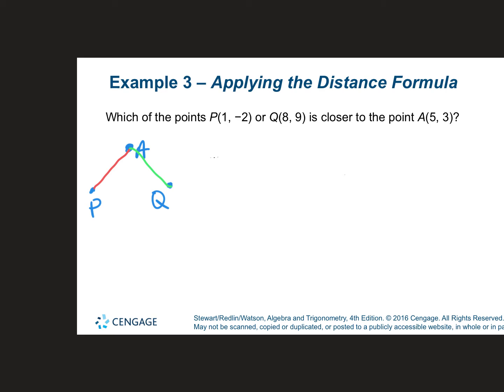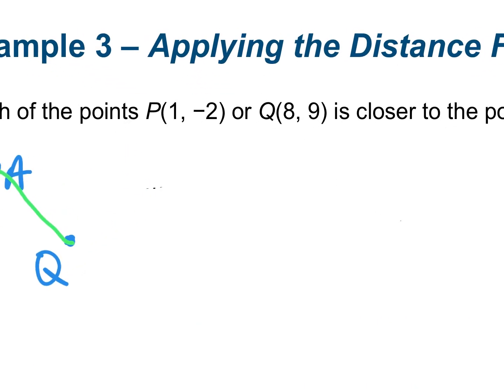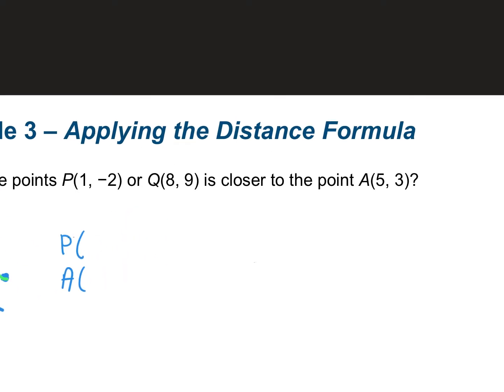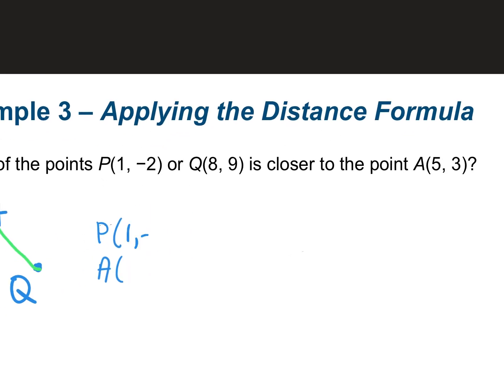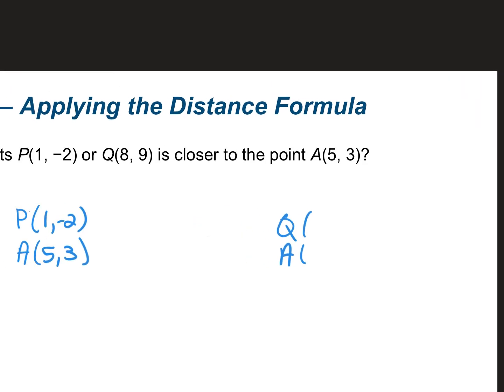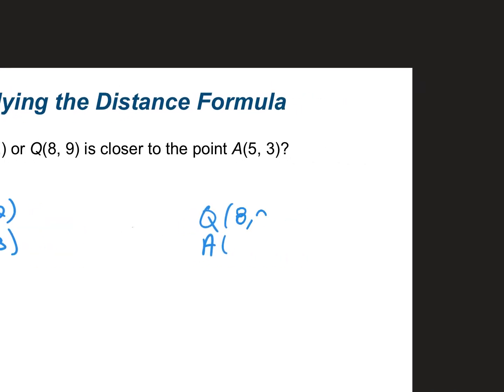So the way that I suggest, lots of times when you have 2 points that are next to each other, it's really easy to mix up your x's and your y's. I always rewrite my points on top of each other. So I'm going to find the distance between P and A. P is 1, -2, and A is 5, 3. Then I'm going to find the distance between Q and A, and compare them, see which one's closer, which one's further away. So 8, 9, and then 5, 3. Everybody with me?